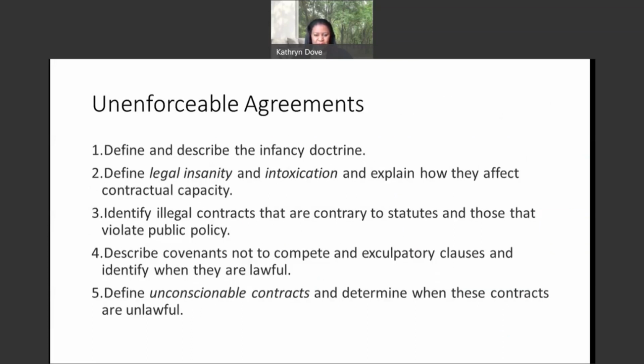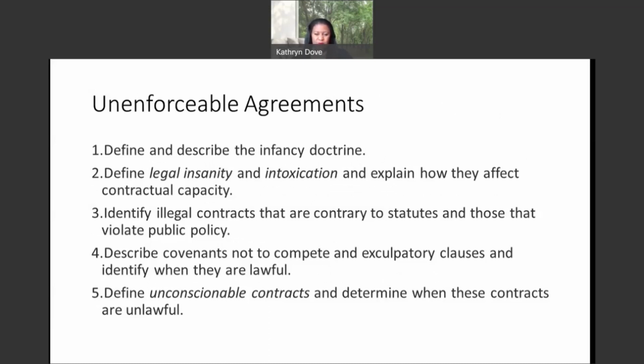Let's start talking about unenforceable agreements. We've talked about valid contracts having offer, acceptance, consideration, clear and definite terms that are accepted with definite subject matter and consideration. Let's talk about when an agreement can't be enforced.